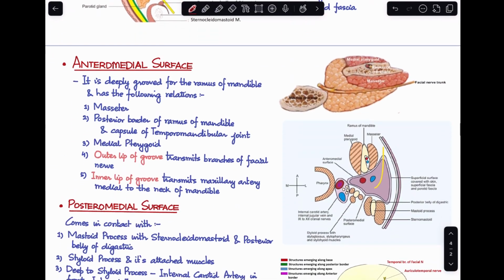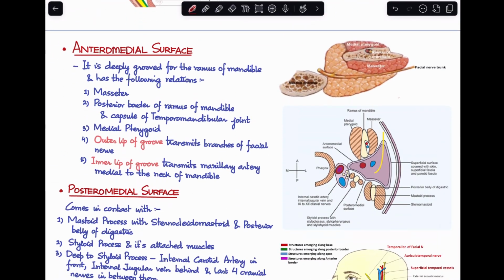Now let's discuss the anteromedial surface. So this anteromedial surface is actually very deeply grooved for the ramus of the mandible. And what are the relations that we'll see over here? Let's look at the image over here. So this right here is the anteromedial surface. Here is the superficial surface you can see, and this is the posteromedial surface. So in the anteromedial surface, you can see we have the masseter muscle. Then we have the ramus of the mandible, especially the posterior border of the ramus of the mandible and the capsule of the temporomandibular joint. Then we have the medial pterygoid muscle.